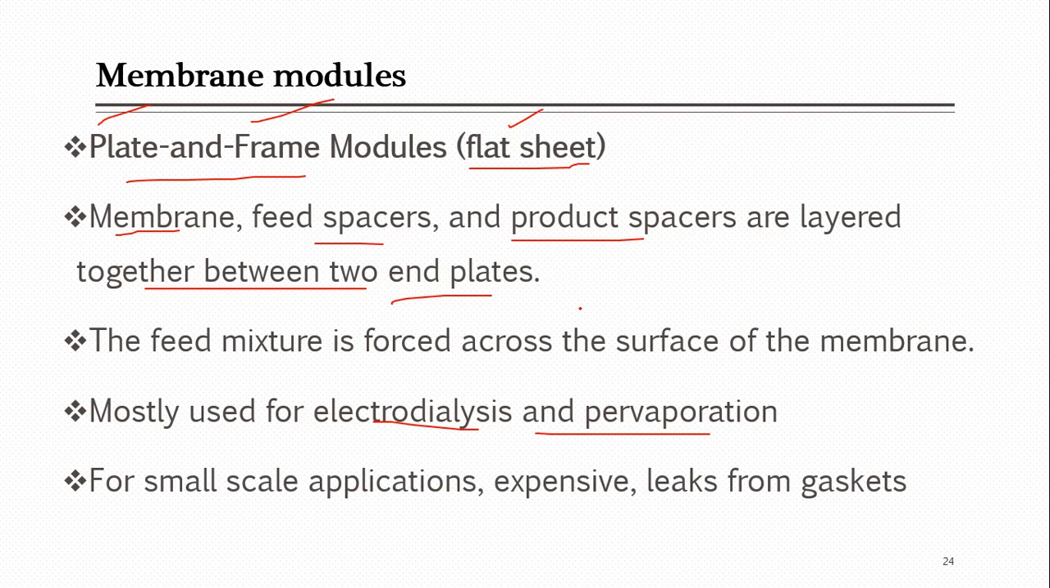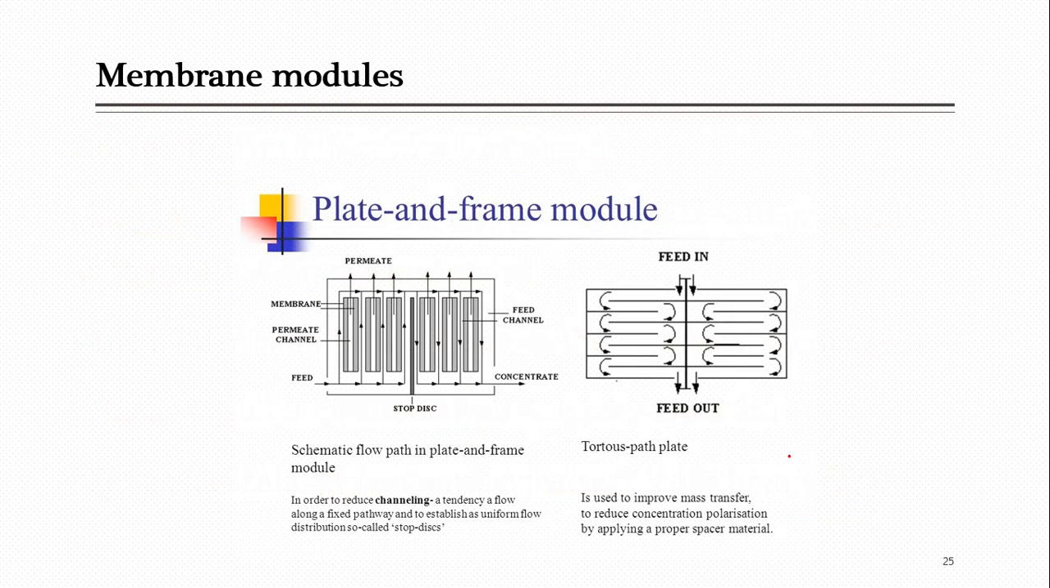For small scale applications these are used, but they are expensive, and there are also some leaks from gaskets. When we have plates, and inside those plates we arrange all these membranes, we have to give a path for the feed as well as for the product to be collected. So some gaskets are used, and leakage occurs from those gaskets. Especially due to this problem, they are not used for gases, so they are used for electrodialysis and pervaporation. So this is one plate and frame module shown to you.